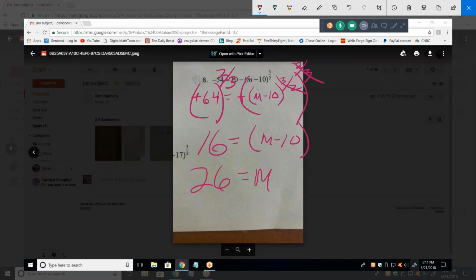So the steps you do are kind of dependent on what's inside the parentheses. In other words, when I got to this step right there, I could not get rid of the 10. The only thing I could do was get rid of that 3/2 exponent. But once I got rid of that exponent, now I can get rid of the 10.